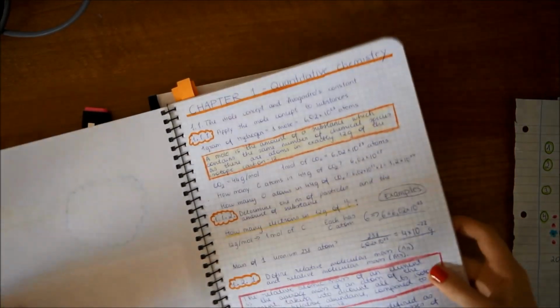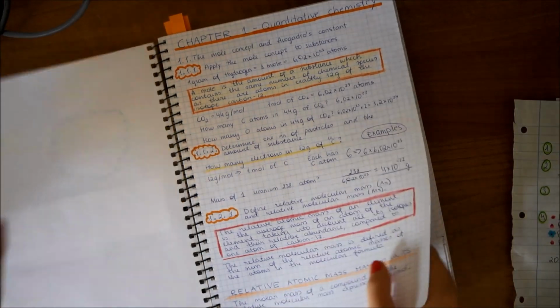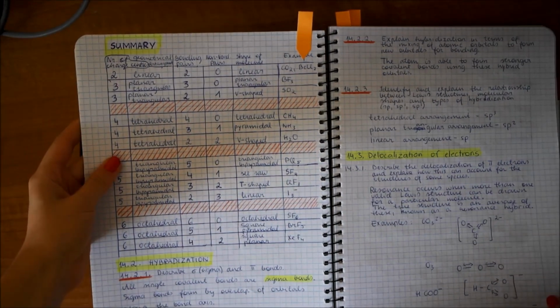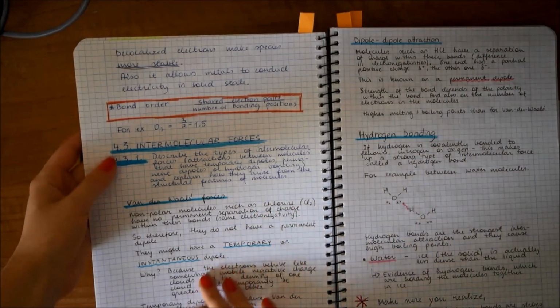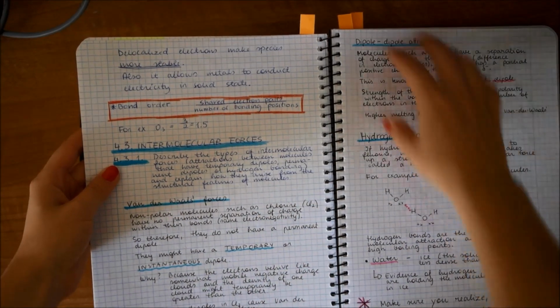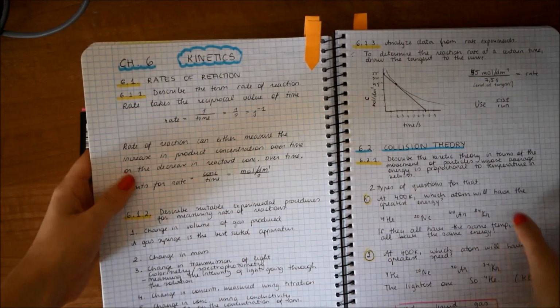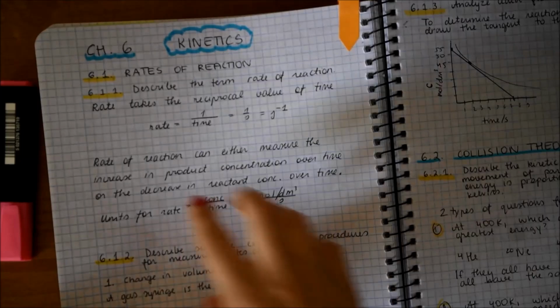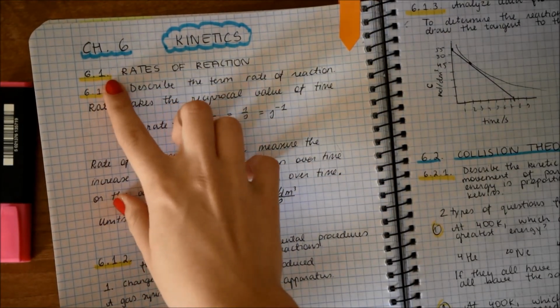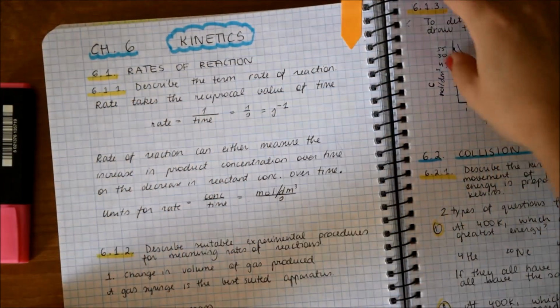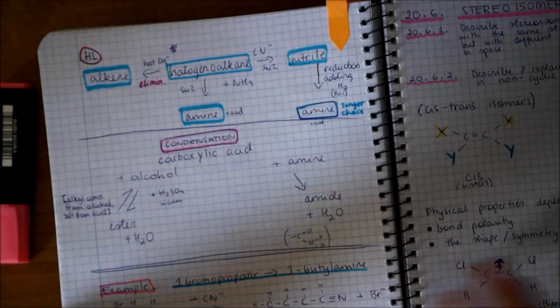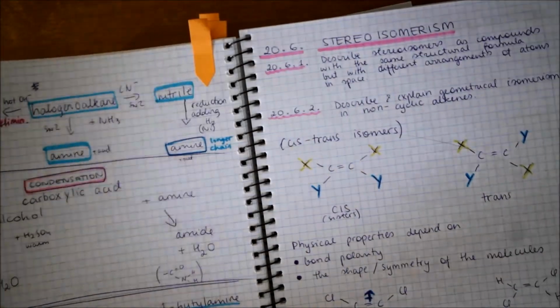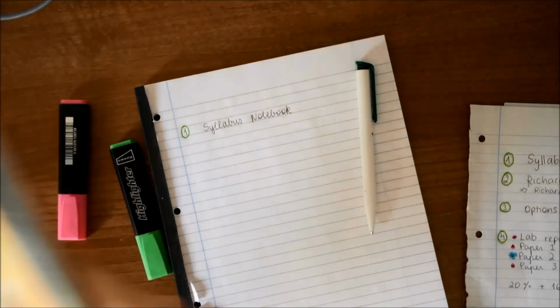These are the points that they definitely require you to know and they can ask you about. So yeah, here you can see, for example, I write down the chapter and then I write down the point that they're asking about. For example, chapter 6, kinetics. Then you have 6.1, rates of reaction. And then 6.1.1, describe the term rate of reaction. And so on for the whole course.